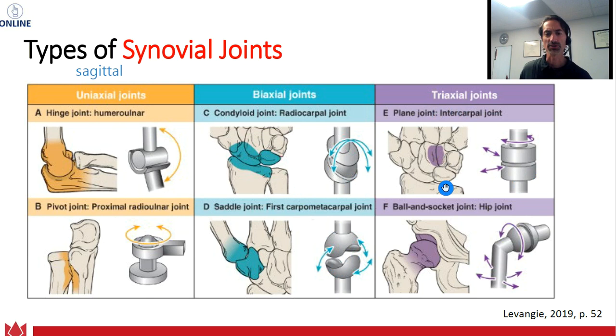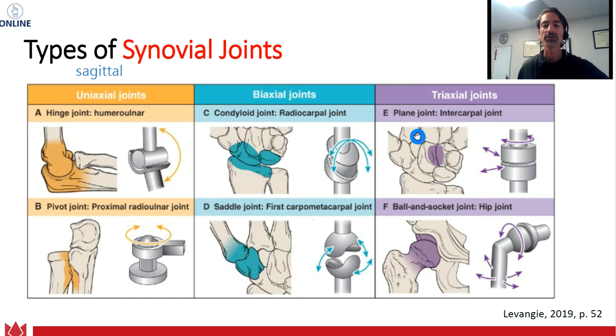And then you have triaxial joints. So there are some plane joints, which means that it's really not a good way in this example to say whether that's a concave on a convex or a convex on a concave. The joint surfaces are relatively similar to each other. And if there's a plane joint, you can imagine there's not generally much movement between plane joints. So the intercarpals are a good example of plane joints. Within the foot as well, at the midfoot, there's other plane joints.